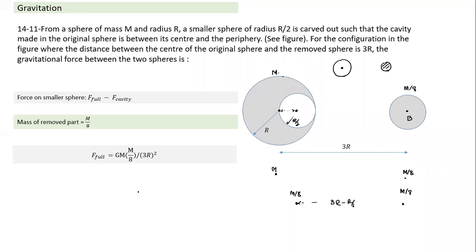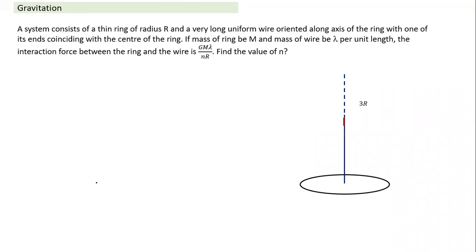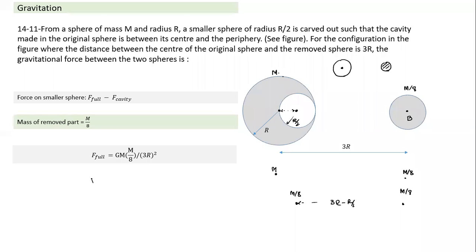So in the cavity part also, if we calculate, it is very easy. I think I have not written that part. The force due to the cavity part will also be equal to G into M by 8 into m by 8, and what will be the distance in that case? The distance will be 3R minus R by 2, so that will be the distance here, R by 2 whole square. And we take the difference between the two.